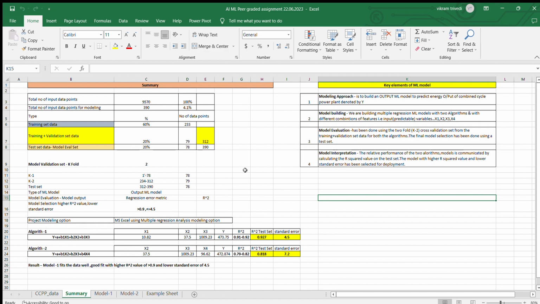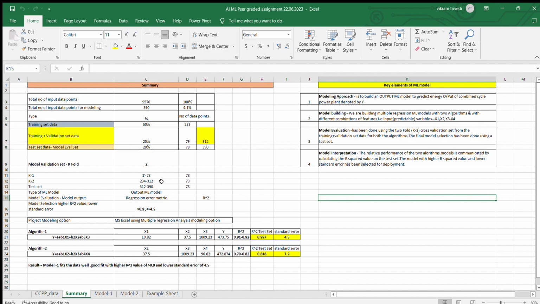And how are we going to do that? We have total input data points of 9570, and out of that we have selected a sample size of 390 data points to train, validate, cross validate and test our machine learning model. How are we doing that? For training the data, we are using 233 data points. For the cross validation set with two folds, we are using 79 data points, and for the test set we are using 78 data points. We have shown it over here.